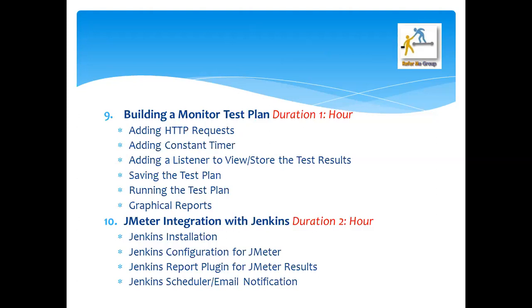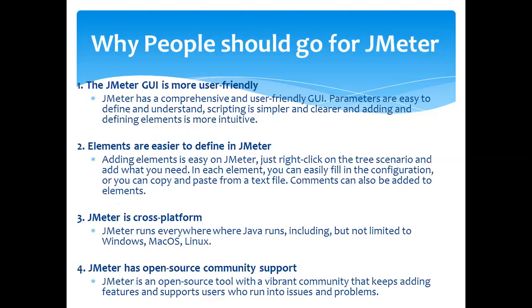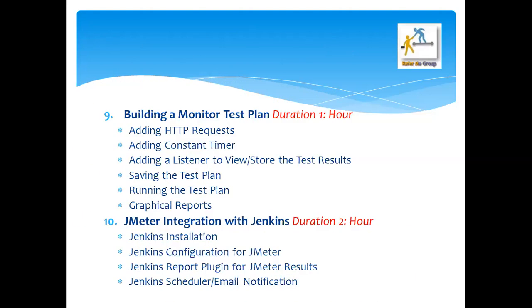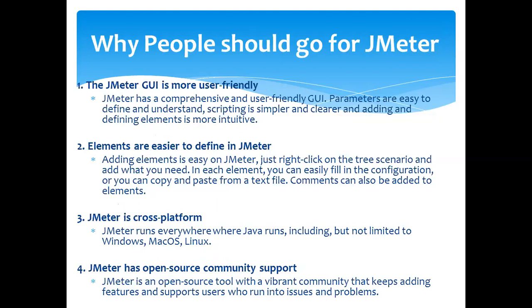The next part is JMeter integration with Jenkins. It has a duration of 2 hours, and this is a very important part. Here we will learn how we will integrate JMeter test script with Jenkins. So first part is the Jenkins installation, Jenkins configuration for JMeter, then Jenkins report plugin for JMeter results, then fourth part is Jenkins scheduler and email notification. So this is all from the syllabus part.